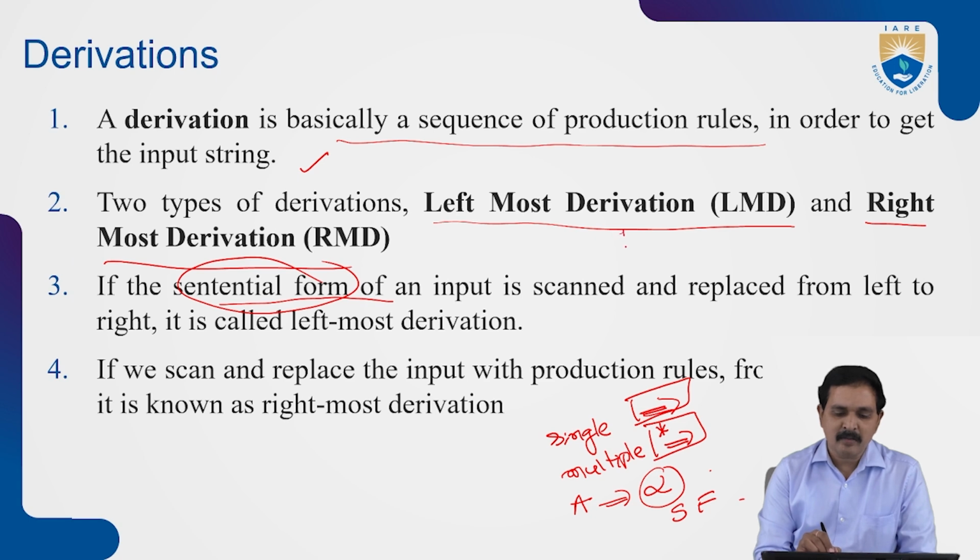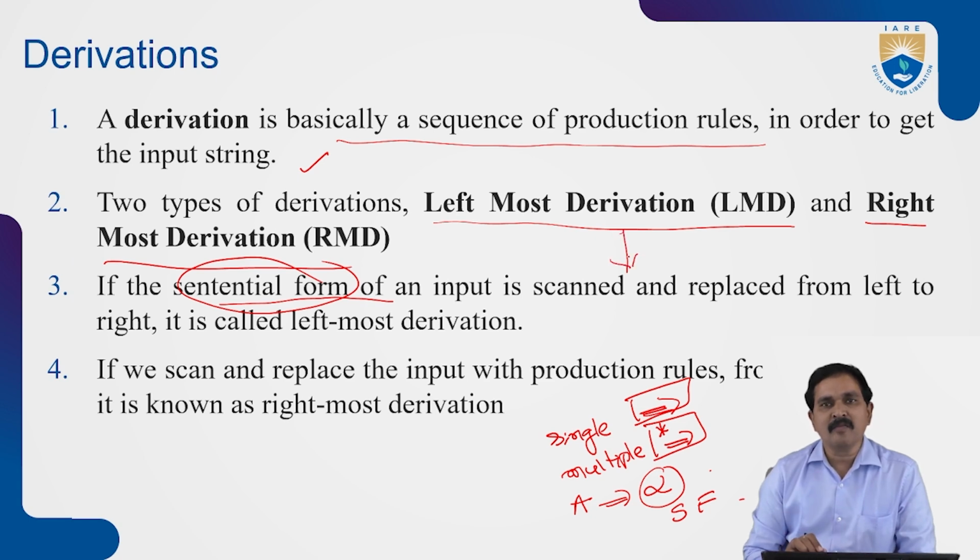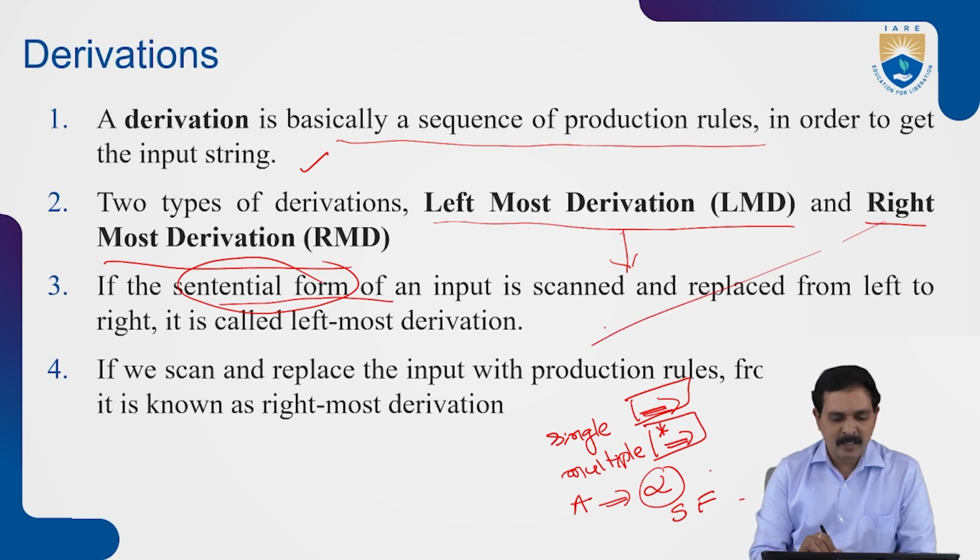Here I am trying to expand the idea of the leftmost derivation, the third step. Similarly, the idea of the rightmost derivation is given in the fourth part. If we scan and replace the input with the production rules in the reverse direction, from right to left, then it is known as the rightmost derivation.